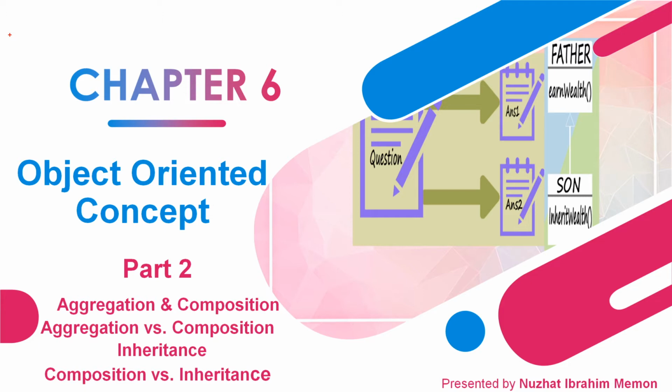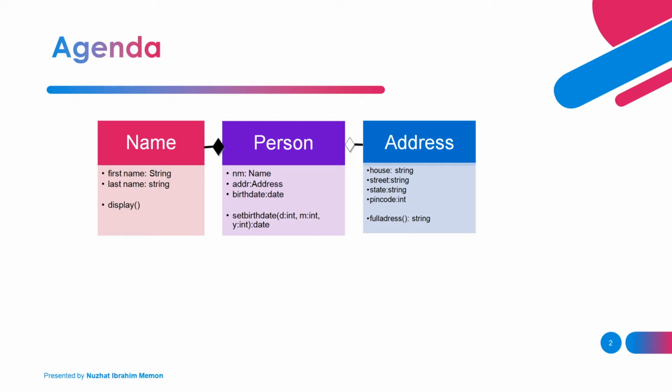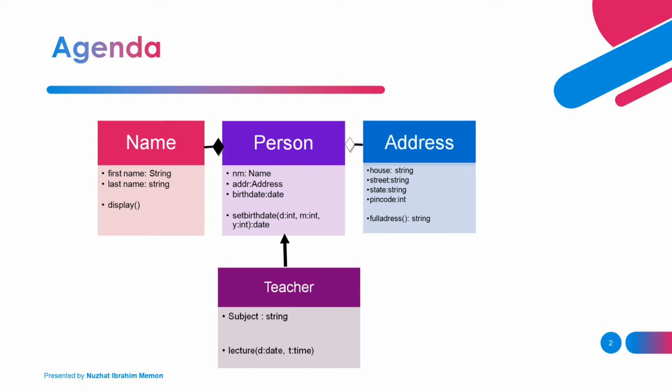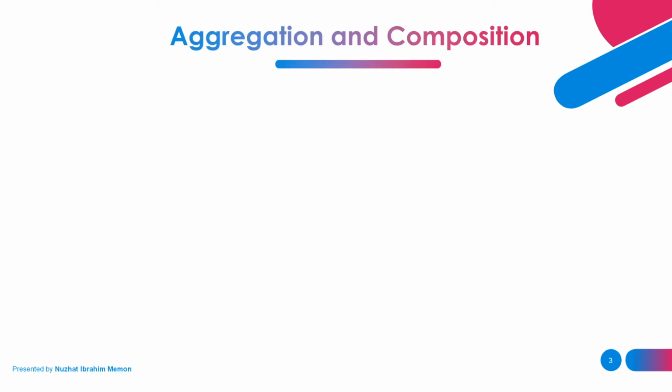In the last lecture of chapter number 6, we got familiar with the concept of classes and objects. So here in part 2 of this chapter, we will study the types of relationship between classes, that is aggregation and composition. Today we will take a closer look at one of the important principles of object-oriented programming, that is inheritance. So let's start our very first interesting topic, that is aggregation and composition.